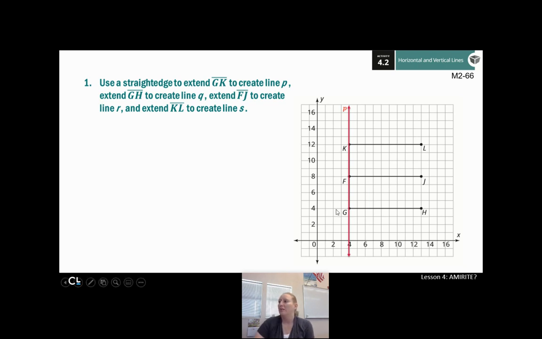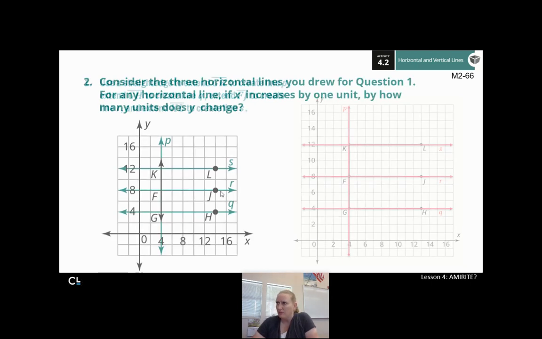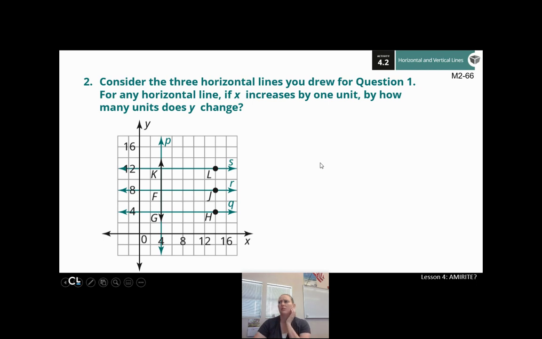All right, so I extended them out. GH, I stretched it out and I called that Q. FJ, extended that and I called it R. KL, I extended that and I called that S. So you can see I have 3 horizontal lines. Horizontal lines are the ones that lay flat. And then I have 1 vertical line here. And those are the lines that go straight up and down. Let's examine the slopes of these a little bit. And we've got some questions to help us do that.